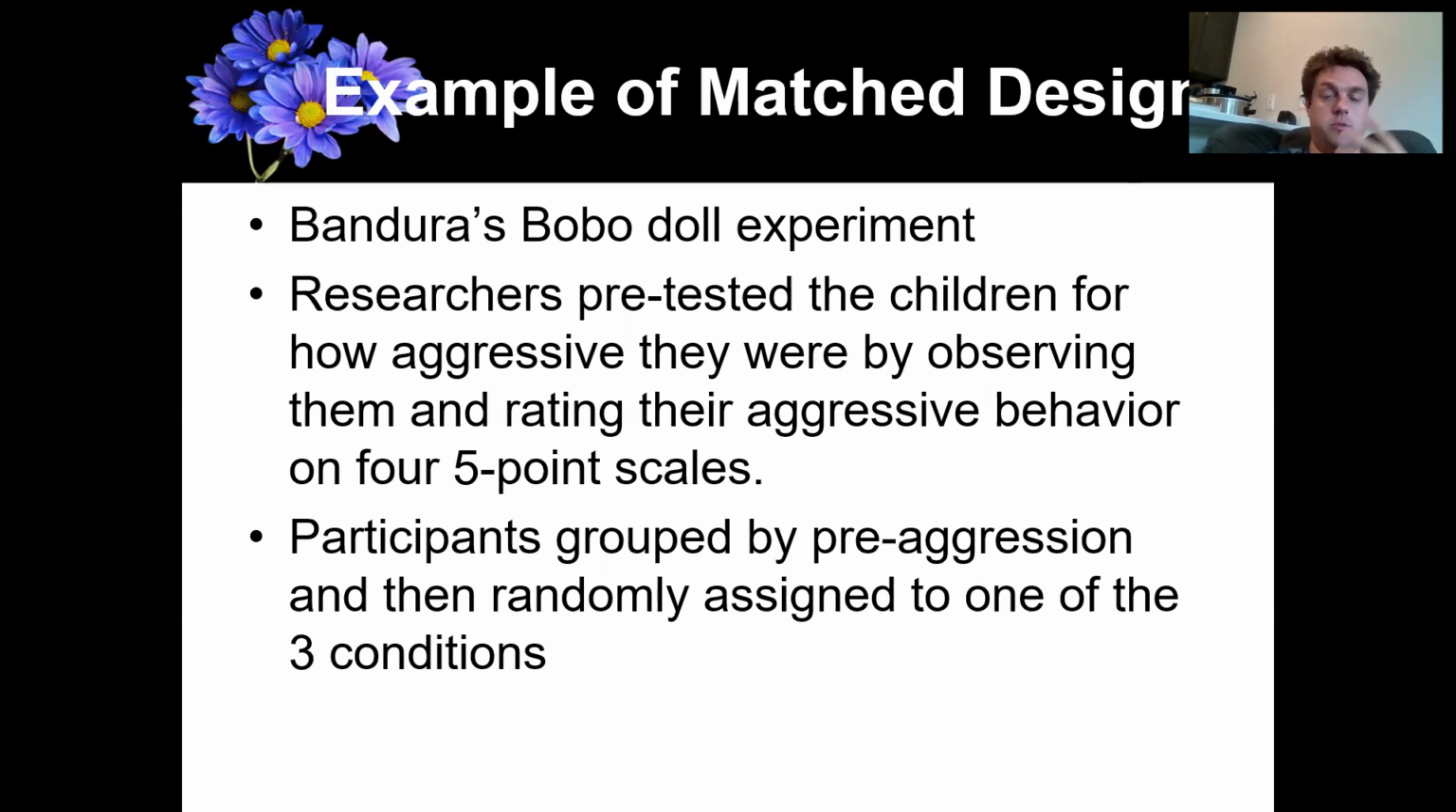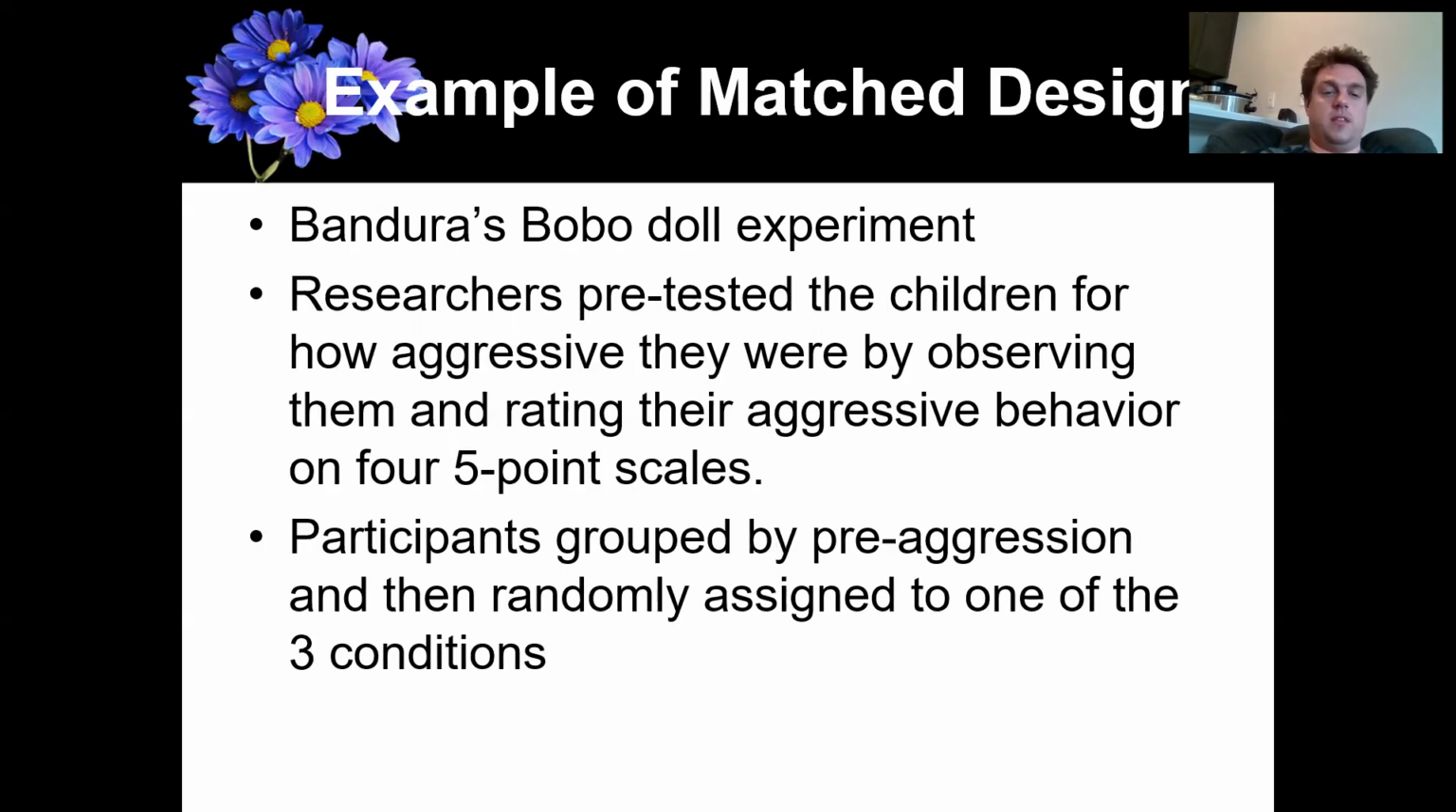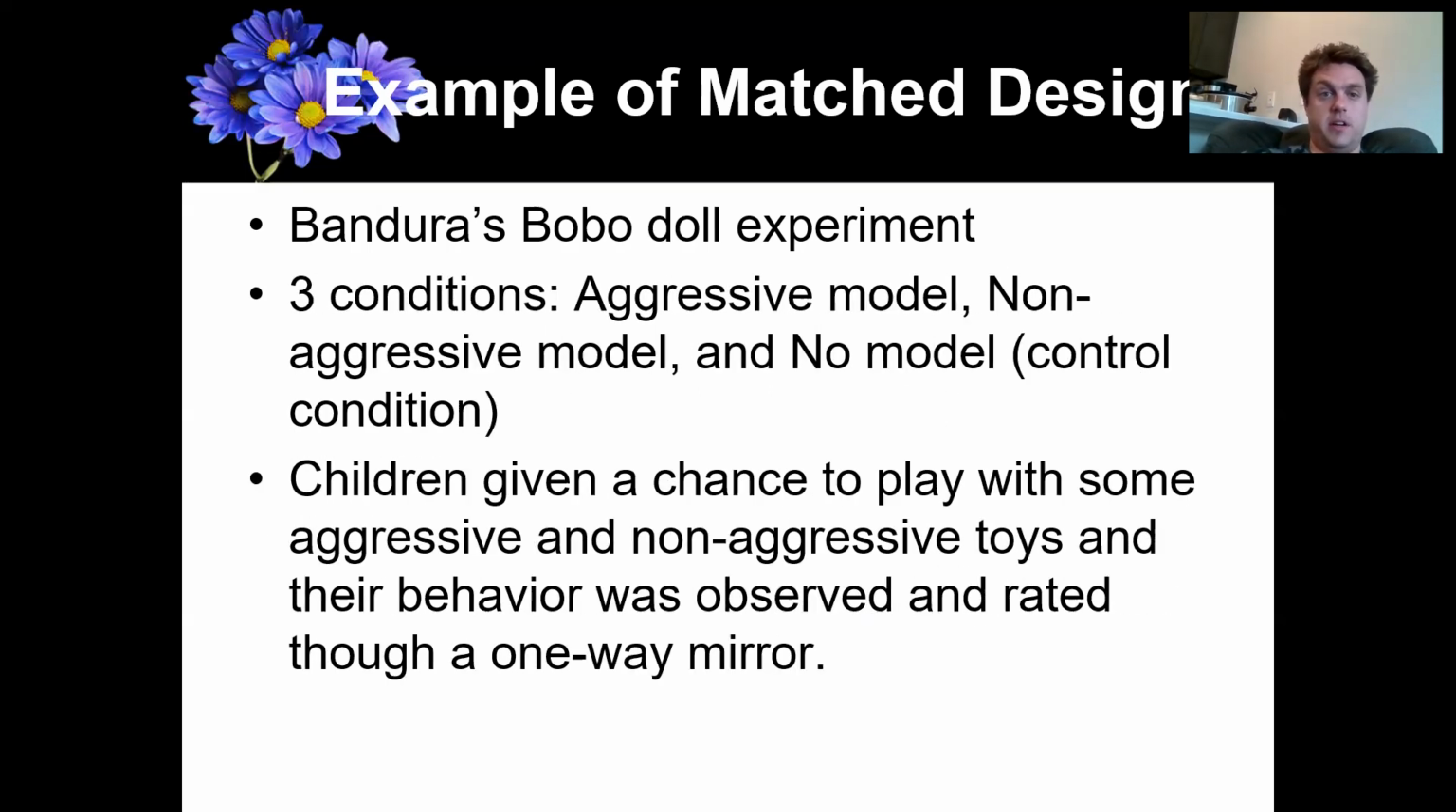Again, once we know their baseline score, we can pair them up or put them into threes based on that score. So that's what that would look like with a match design. With a non-match design, we're just going to randomly assign people. But again, that's not ideal because we're not matching them. We're not controlling for that extraneous factor.